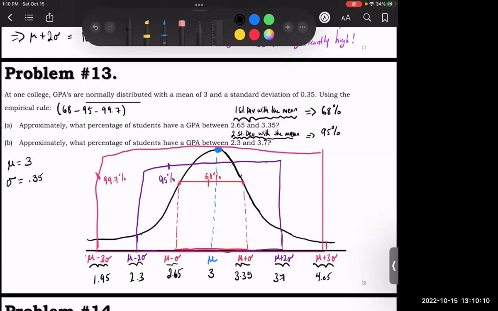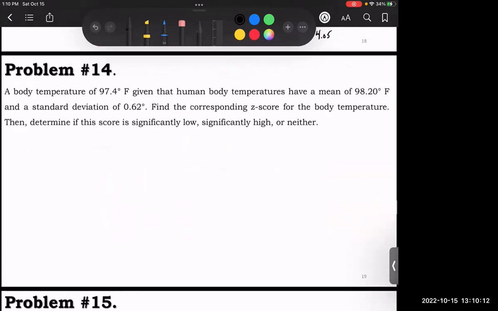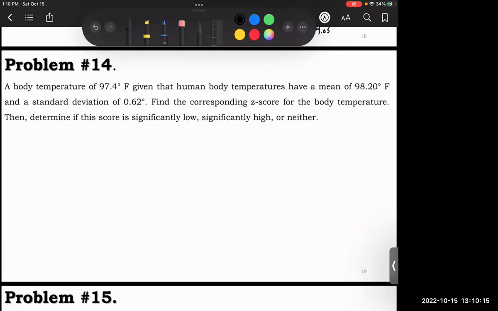Okay, let's look at problem 14. Problem 14 is where we wrap up chapter 3. It states that given that human body temperatures have a mean of 98.20 degrees Fahrenheit and a standard deviation of 0.62 degrees Fahrenheit, for a body temperature of 97.4 degrees Fahrenheit, find the corresponding z-score, and then determine if the score is significantly low or significantly high or neither.